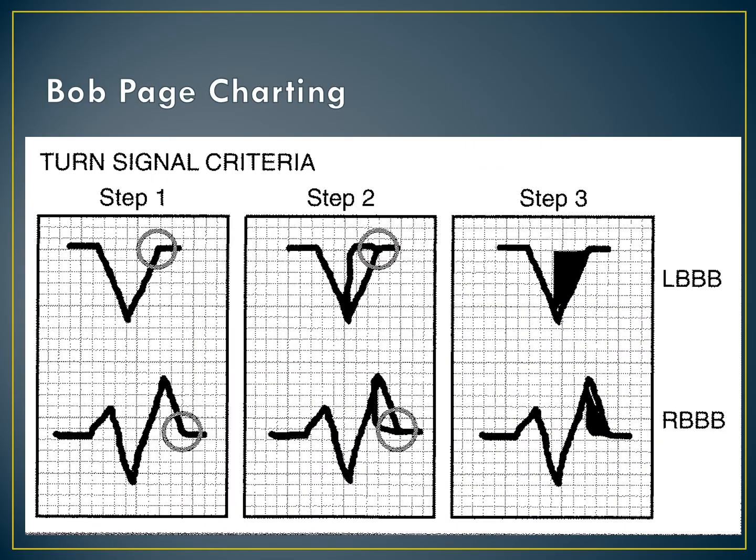Let's review that one more time. On the top row in step 1, we find the J point has been circled for us. Now in steps 2 and 3, we begin shading back into the QRS, clearly showing a downward shading, which indicates a left bundle branch block. On the bottom row, we find the J point circled in step 1, and we begin to shade back into the QRS. This shows an upward deflection, indicating a right bundle branch block.